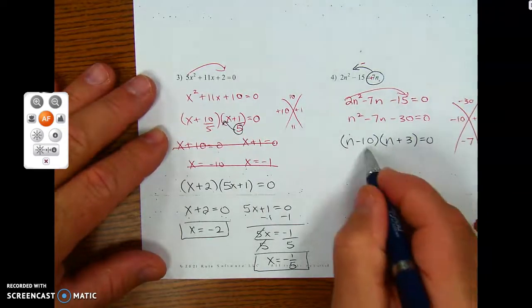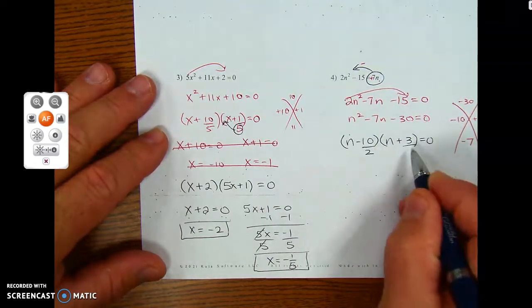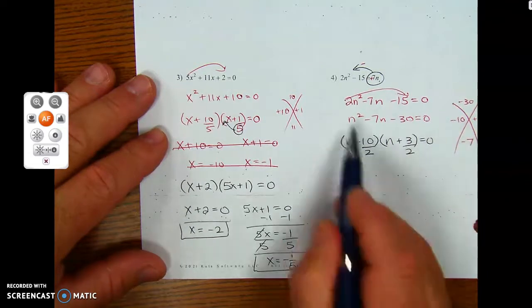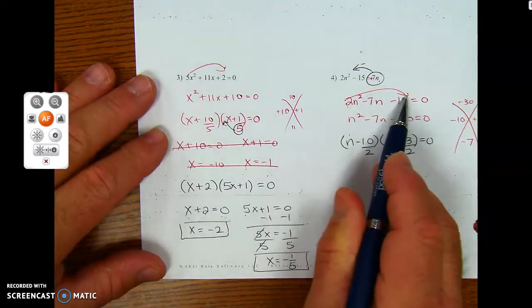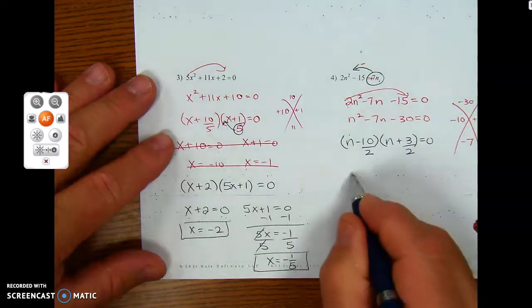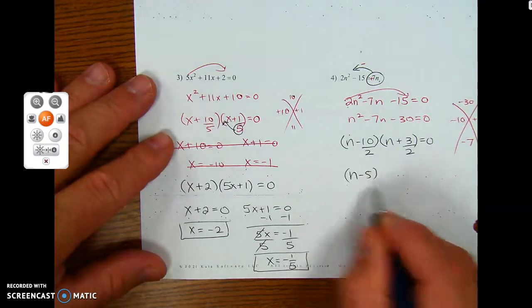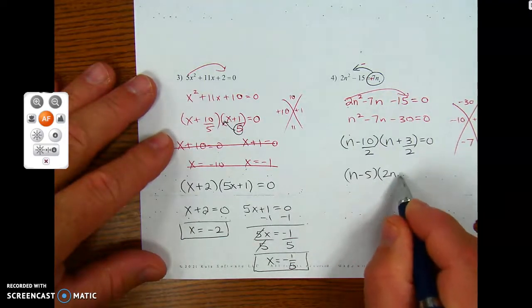Now I'm not going to forget to divide this time. Divide by 2, divide by 2. Remember, because that was my a that I multiplied by in the beginning. It's n minus 5. This is 2n plus 3.